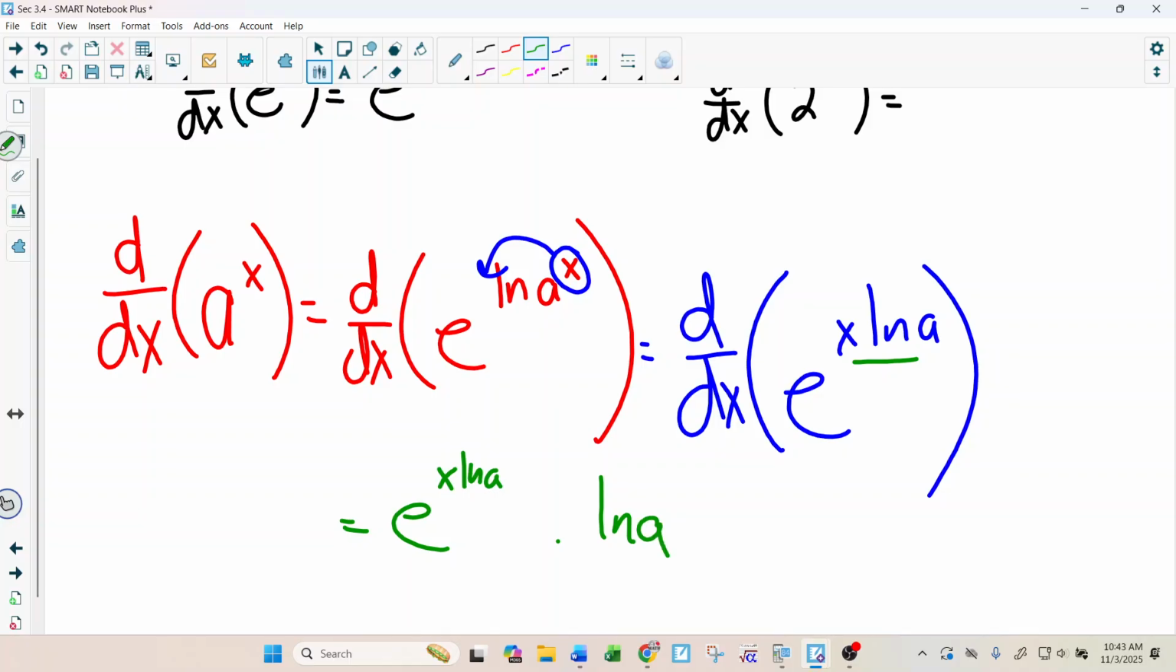Now, this is really what we had here, which is really just a to the x. So our formula for the derivative of a to the x is just a to the x times the natural log of a.